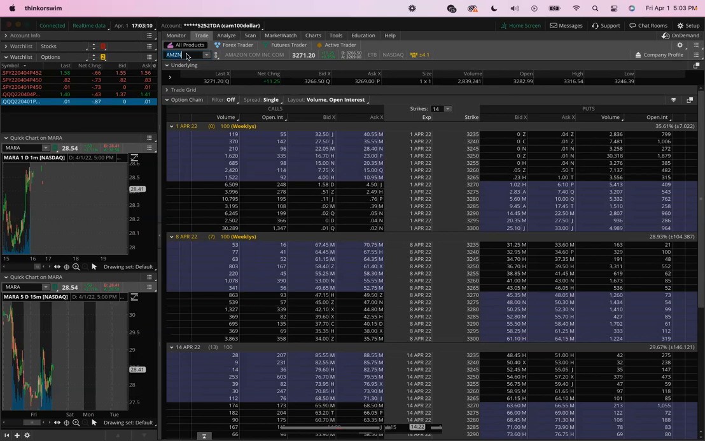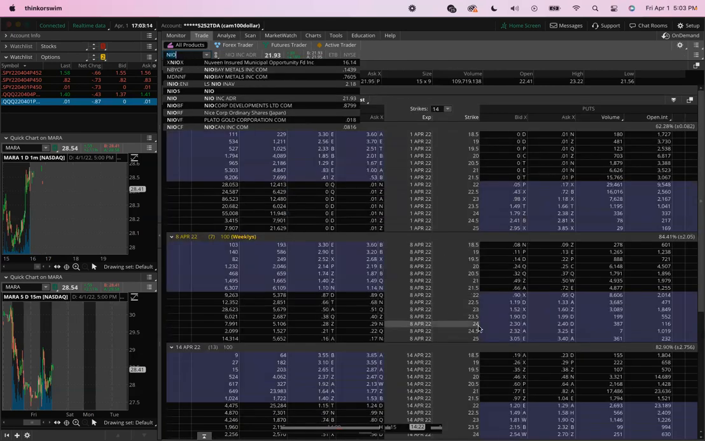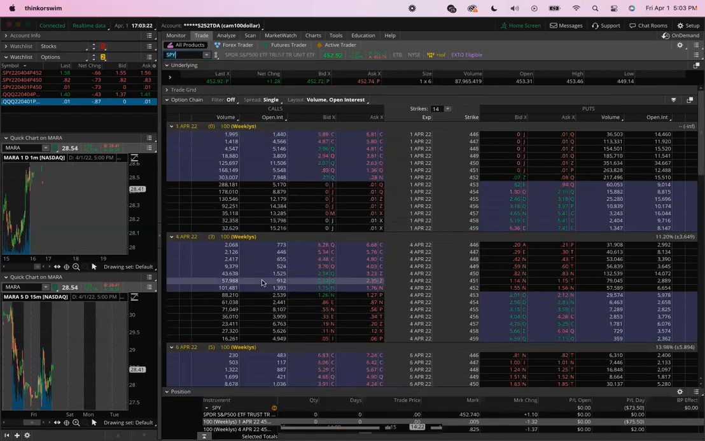For smaller volume names, maybe if we even come over to NEO, you might be able to see something like this. Usually when it's in the thousands, you don't really have an issue. That's why I like SPY, because if we come over to SPY, everything's just crazy. Obviously, you're going to have bigger spreads deeper in the money because not as many people are playing those. But at the money, you literally have a $1 spread, $1 spread, $1 spread. These are all dollar spreads. That's why I love trading SPY and QQQ.